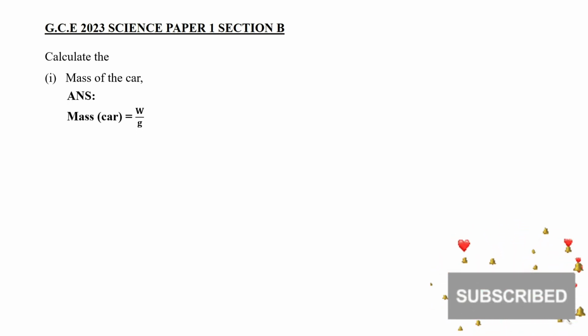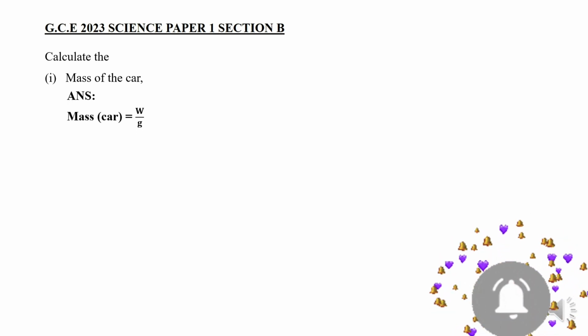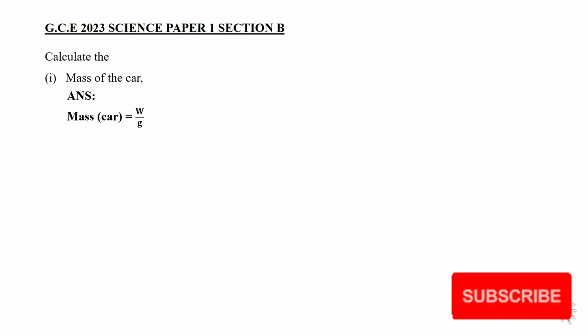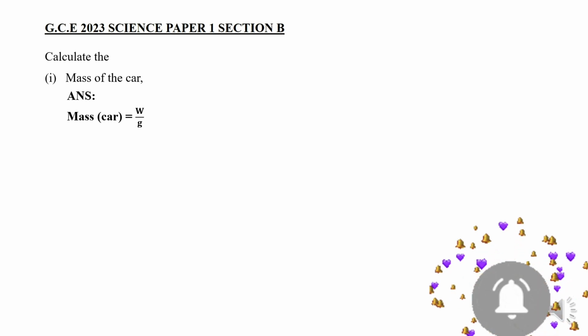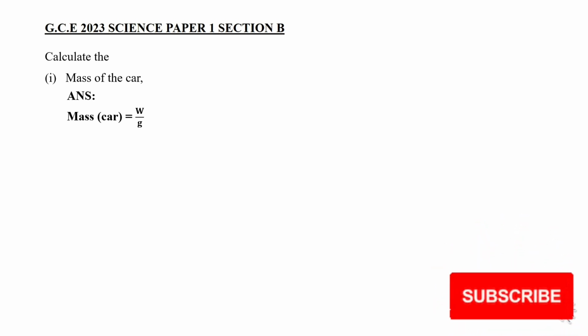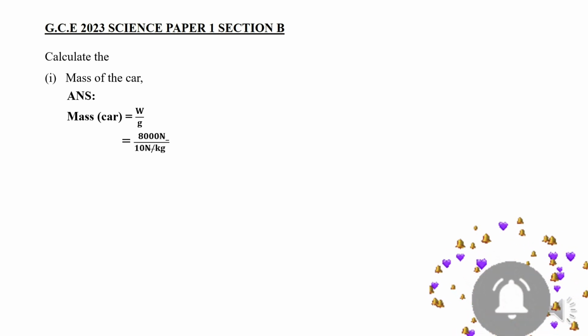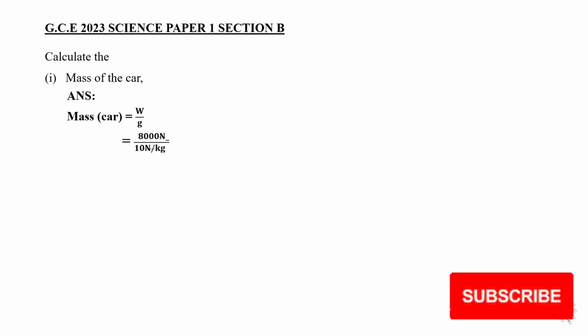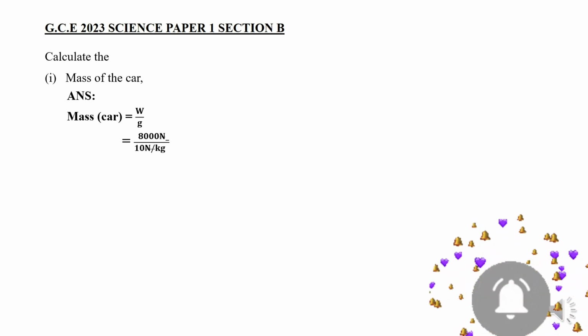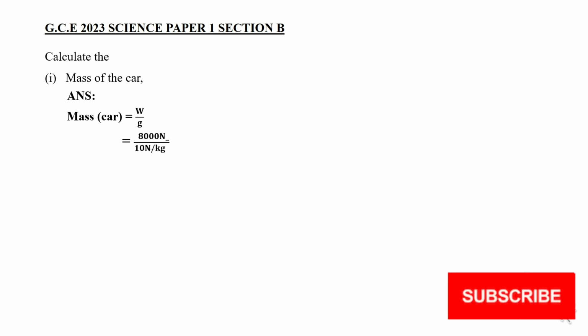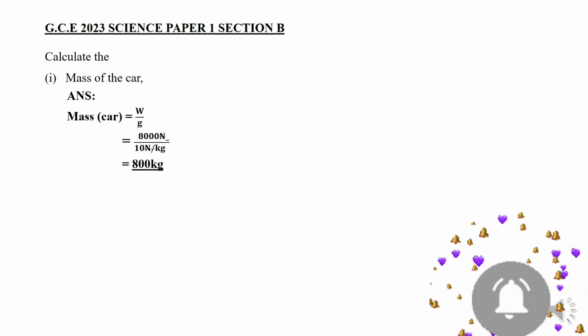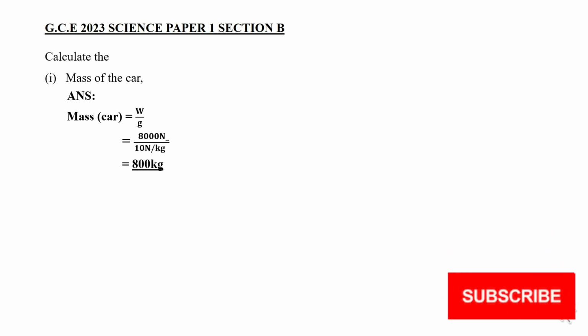In order to calculate the mass of a car, we have to say mass of a car is equal to weight of a car divided by the acceleration due to gravity, where we have the weight of the car to be 8,000 newtons, then the acceleration due to gravity to be 10 newtons per kg. So that is going to give us 800 kg as the mass of the car.